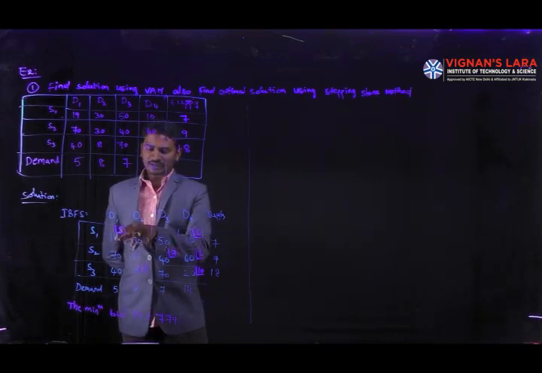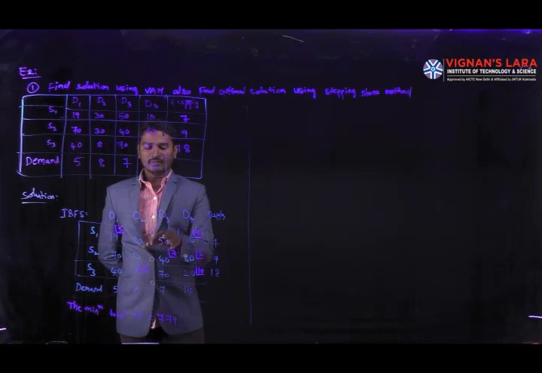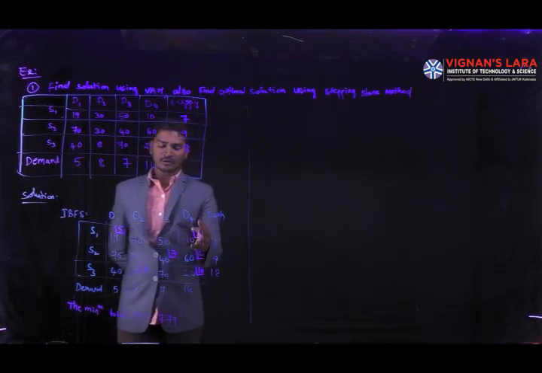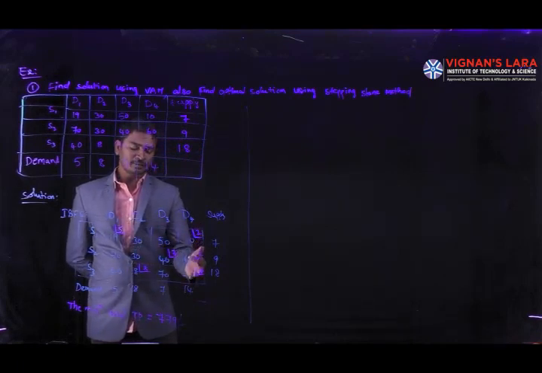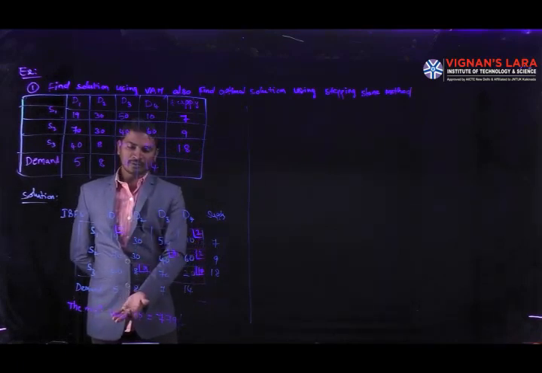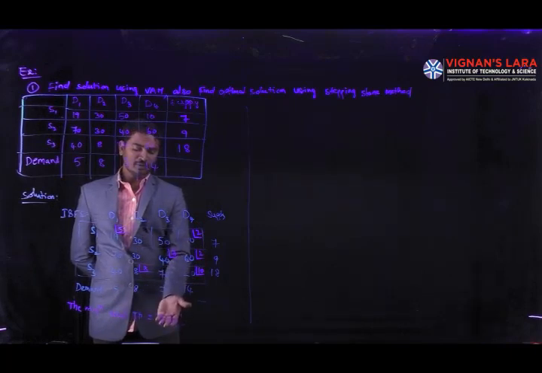Likewise, I found all allocations with the help of the penalty method. Here we are getting 5 penalties. After getting the 5 penalties, we find the total minimum transportation cost. Here we obtained 779 from the allocations.